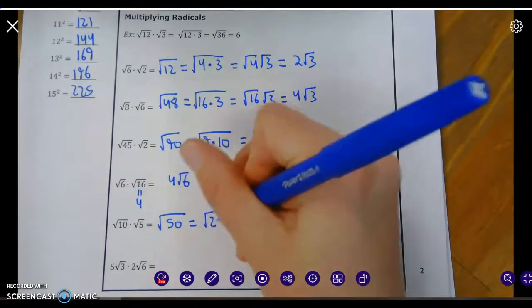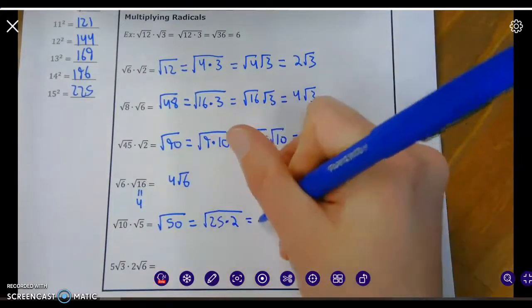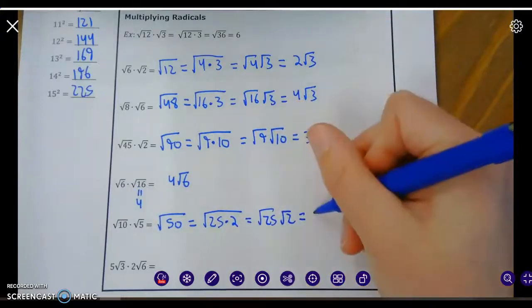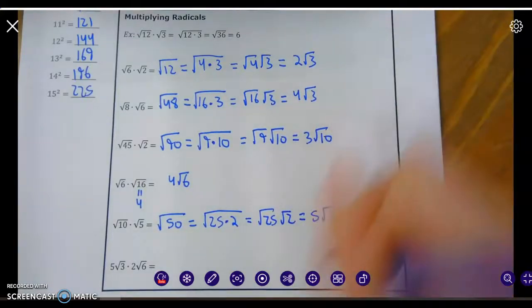So we want to use 25 and 2. So the square root of 25 becomes 5, and square root of 2 is square root of 2.